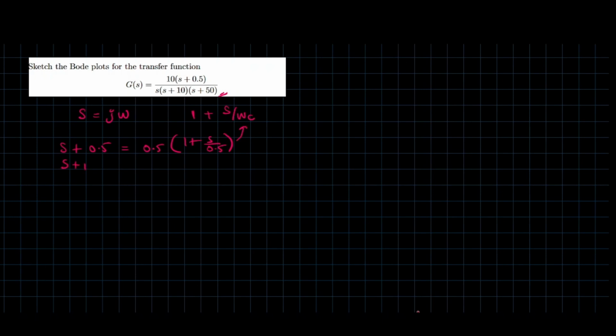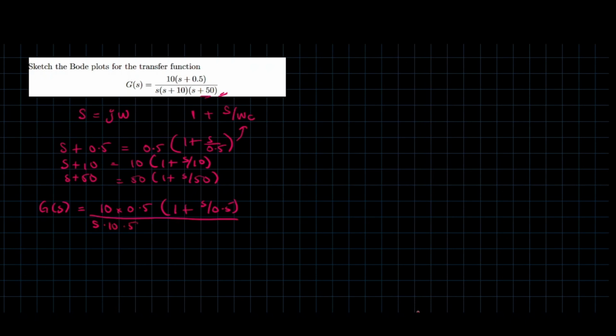Do the same thing for the second part, s plus 10, to become 10 times 1 plus s over 10. The third one, s plus 50, equals 50 times 1 plus s over 50. And you can simply substitute back into the equation. G of s equals 10 times 0.5 times 1 plus s over 0.5, all over s times 10 times 50 times 1 plus s over 10 times 1 plus s over 50.